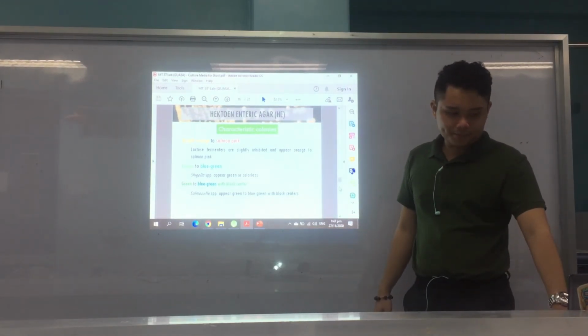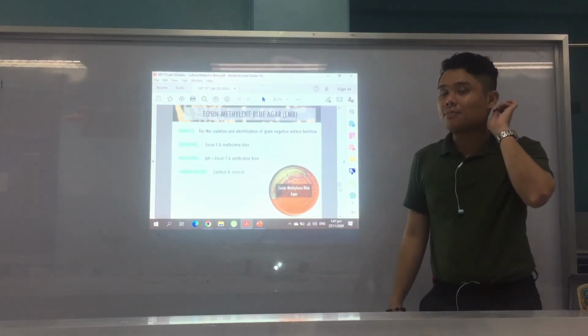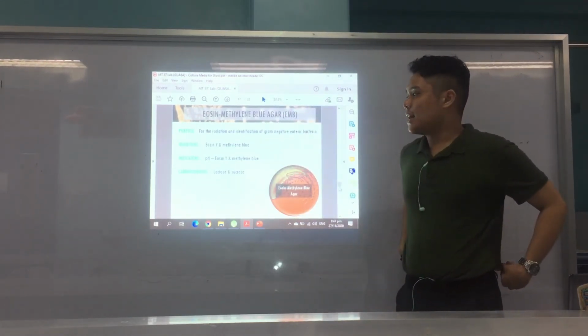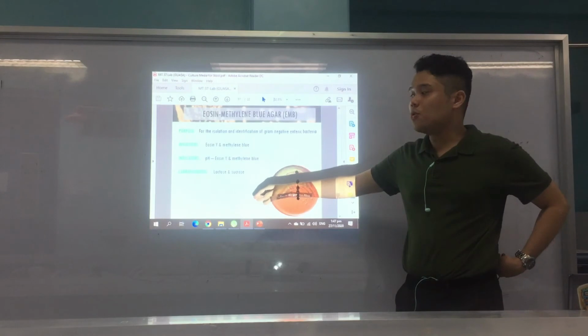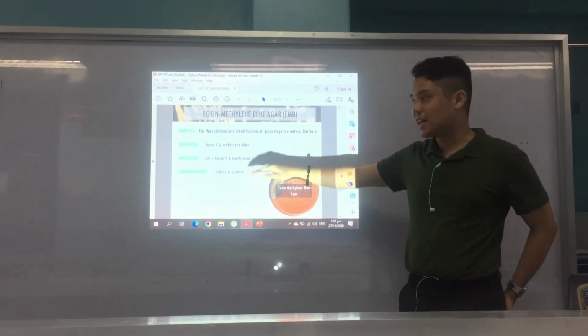Next, we have another, your EMB agar or eosin methylene blue. It's usually for general purpose na for the isolation of the gram-negative enterics. Ang inhibitors niya is eosin Y and methylene blue. And the indicators, muna siya ang culture medium na kung unsa yung inhibitors, mupod yung indicators.